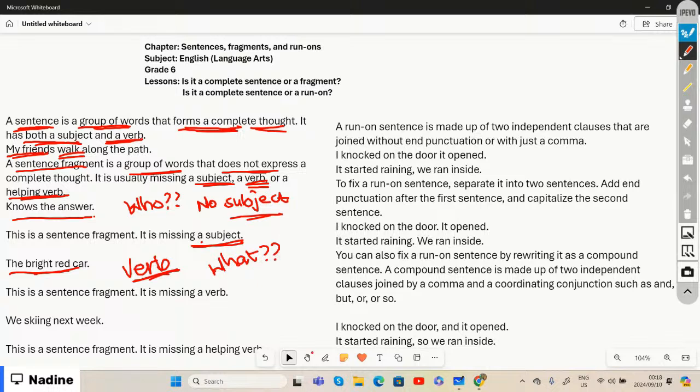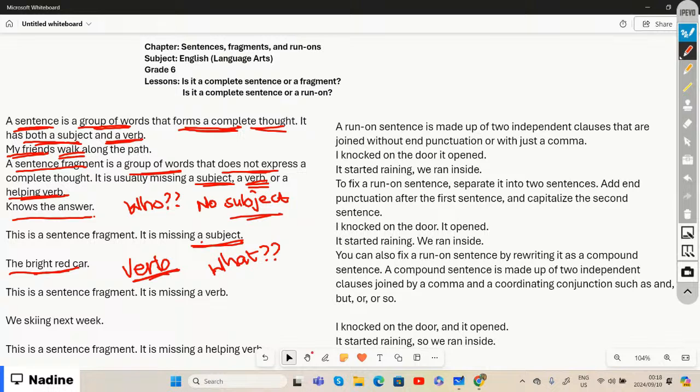Bright red car, it basically just describes the car. It's a car, it's a noun. Bright and red, it's an adjective that describes the car. But it is missing a verb. And that is why that sentence, the bright red car, is a sentence fragment.